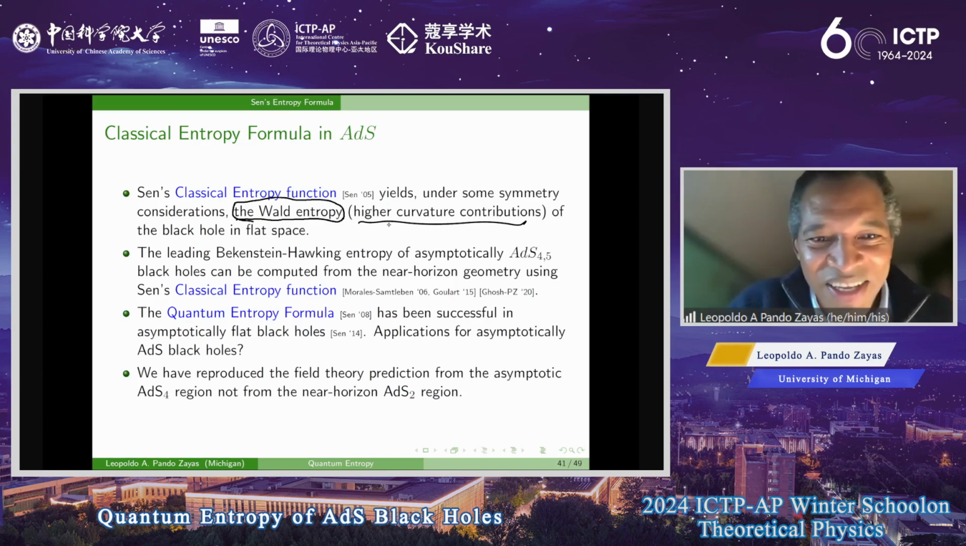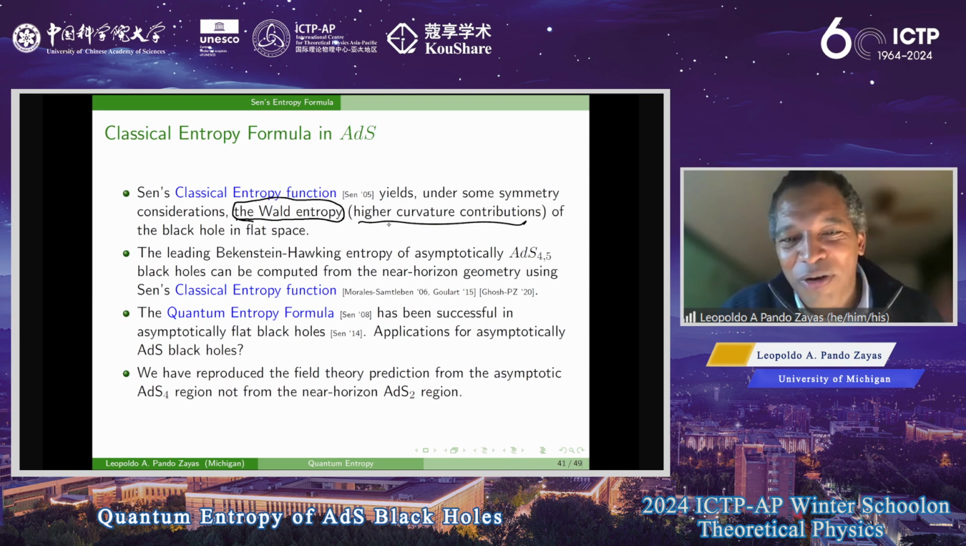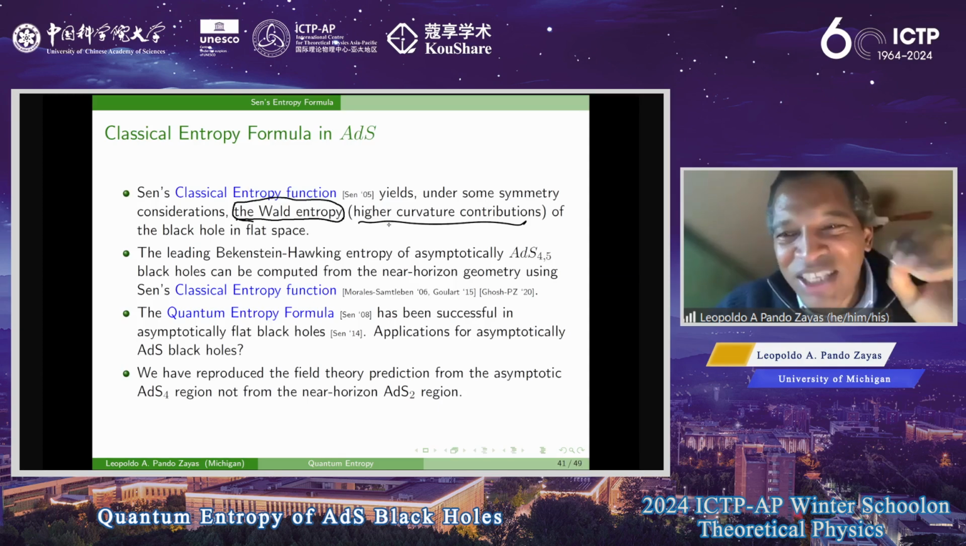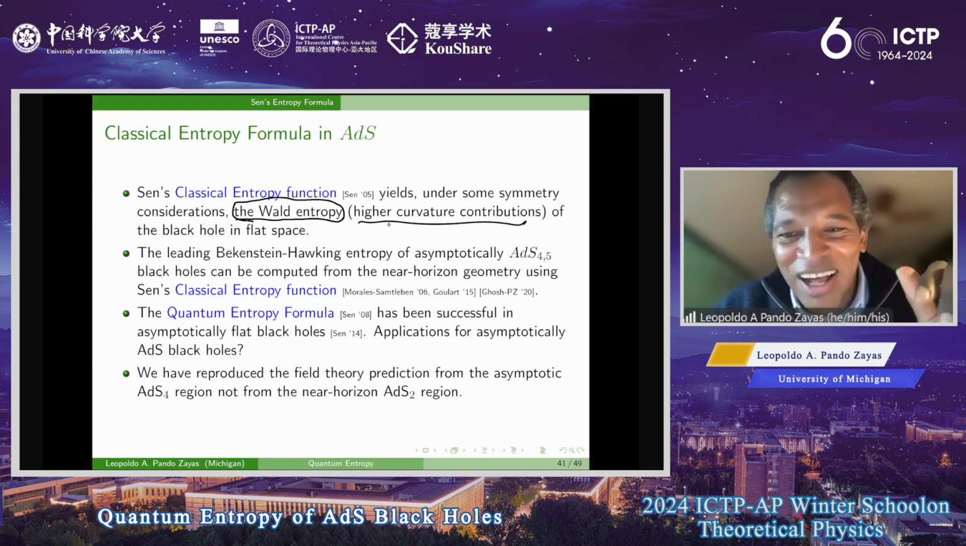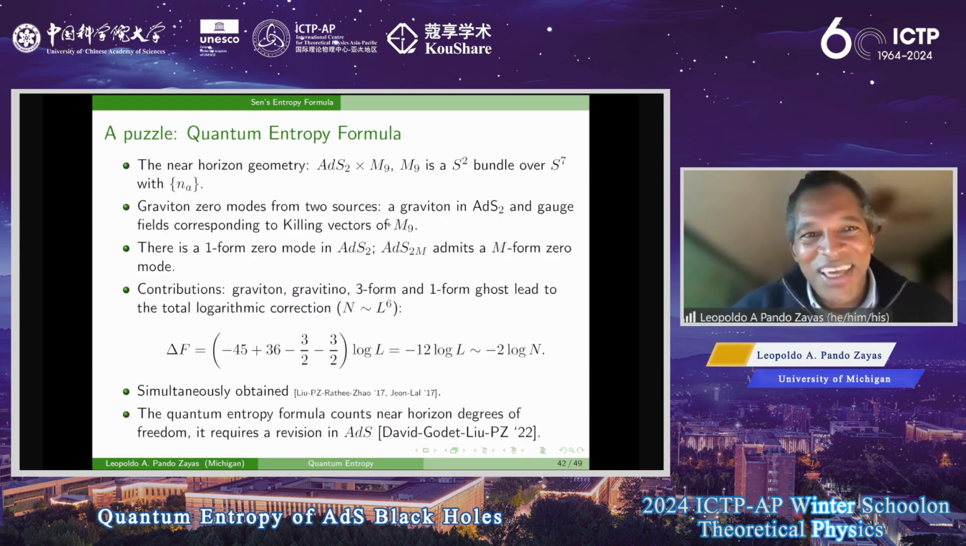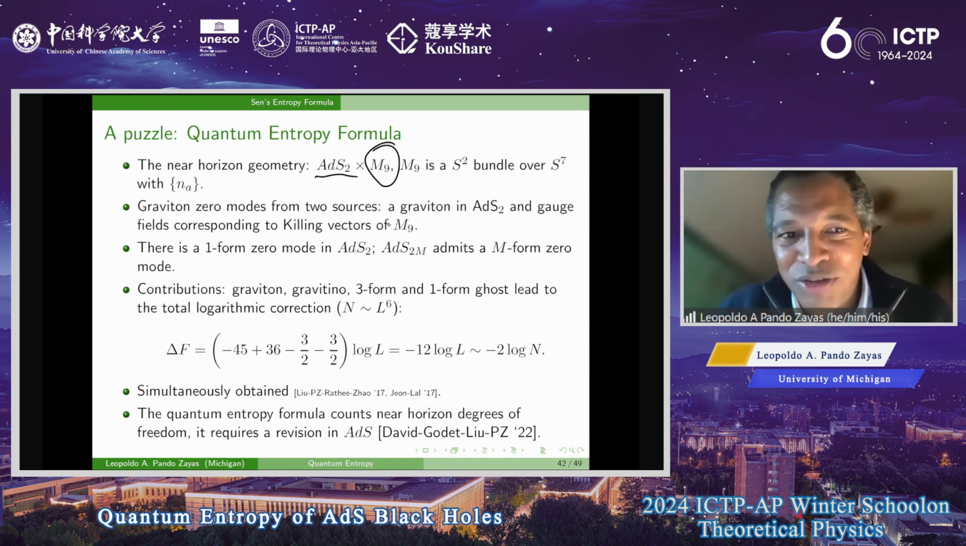But Sen also has a quantum entropy formula, and this formula instructs you to go to the near horizon and do your computation there. I did this computation in TAC. I don't know if TAC is in the audience, but TAC did this computation independently. Now you are going to the near horizon, so the black hole looks like AdS2, and the S2 is fibered over S7. So it gives you some 9-dimensional manifold with interesting topology.